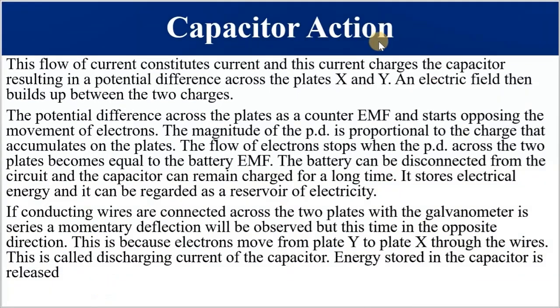More on capacitor action. We are saying after a while an electric field builds up between the two plates, that is X and Y, and that process whereby the potential difference across the plates X and Y develops is what we call charging of the capacitor. The voltage across it will after a while act as a counter EMF, in that it will start opposing the voltage from the battery that is charging it, and as soon as the voltage across the capacitor has reached the battery voltage, the flow of electrons, or the charging current, is going to stop.